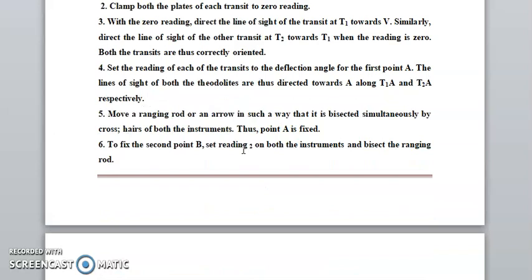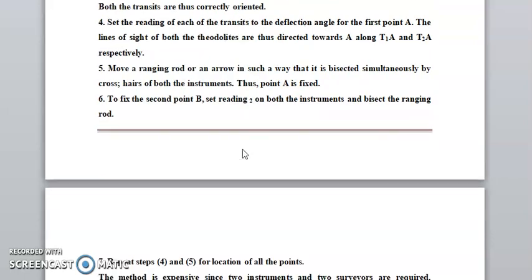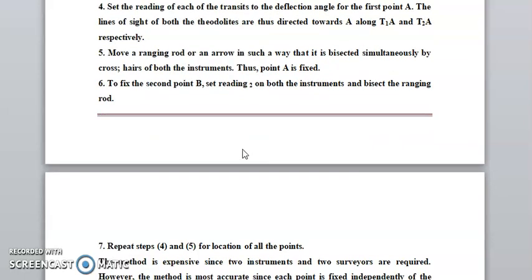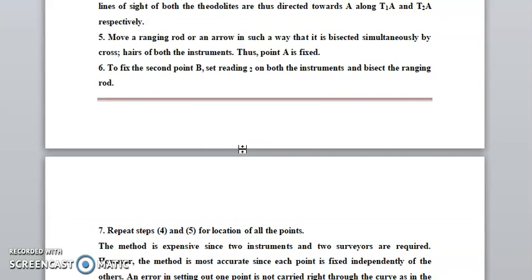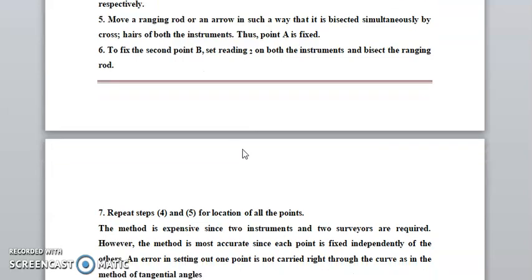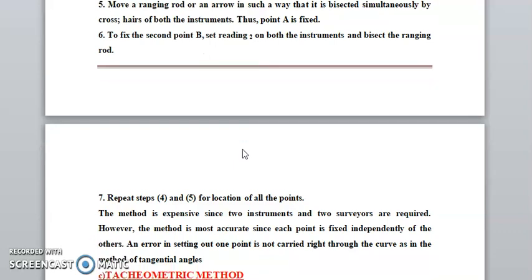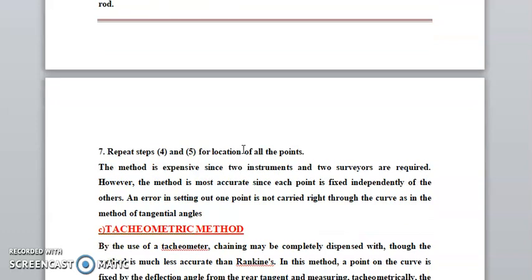To fix the second point B, set the readings on both instruments and bisect the ranging rod. Repeat steps 4 and 5 and locate all the points. This method is expensive since two instruments and two surveyors are required. However, it is the most accurate since each point is independent of the others and the error of setting one point is not carried through the curve.